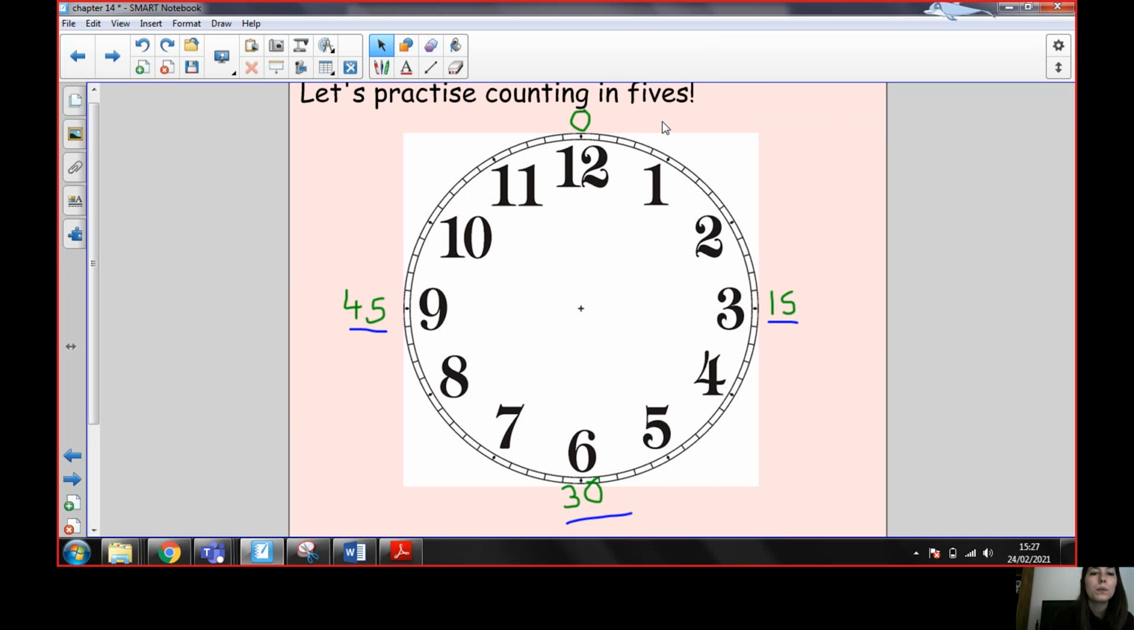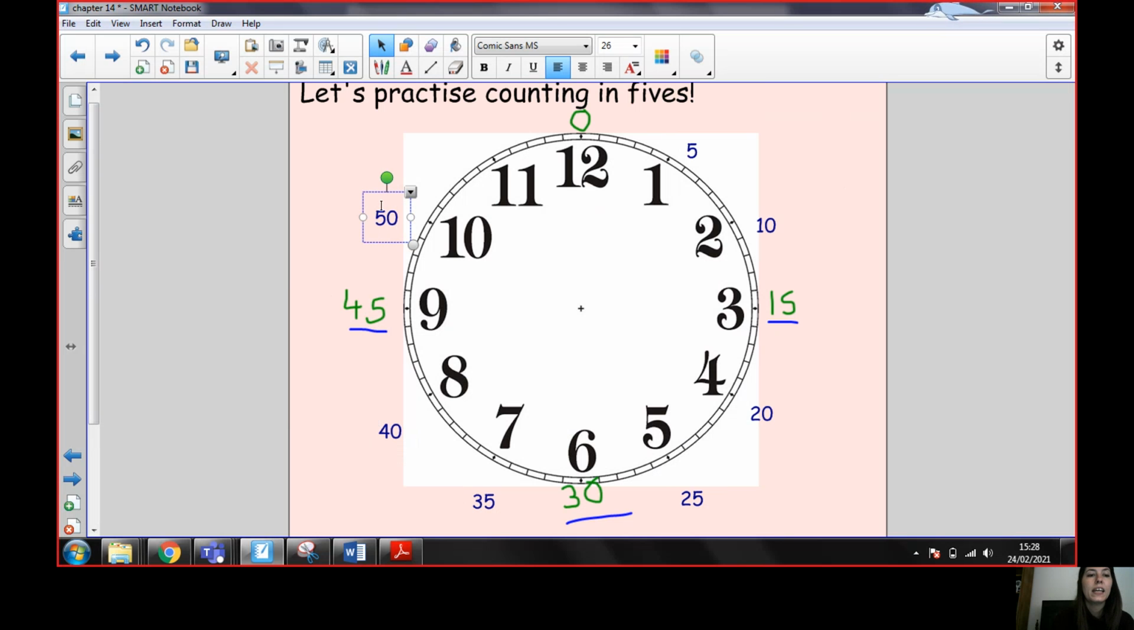Let's count in 5s one more time as we go around the clock, and I will add the numbers around the outside. 0, 5, 10, 15, 20, 25, well done for counting with me, 30, 35, 40, 45, 50, 55, and then we would get back around to our 0 here. We don't say 60 when we get back around on the clock face to the number 12.